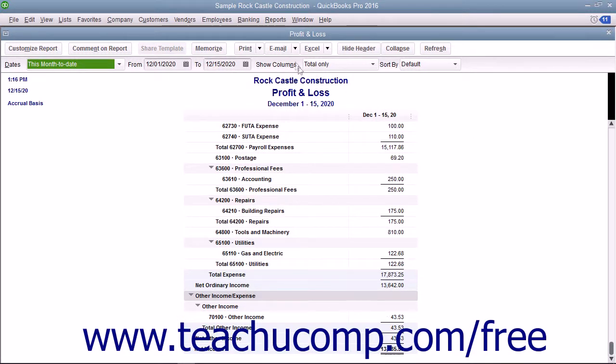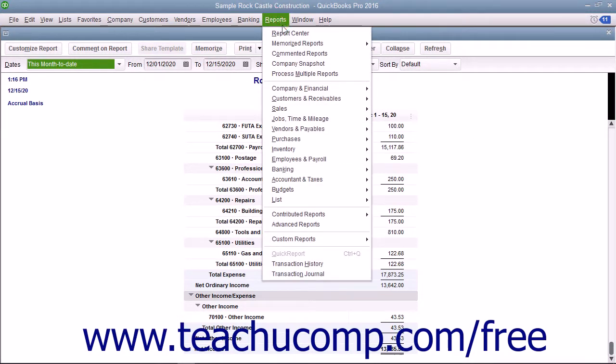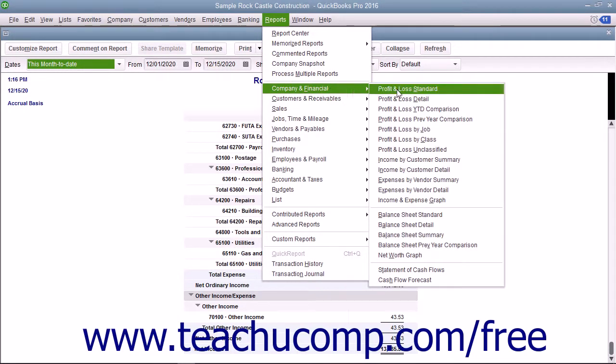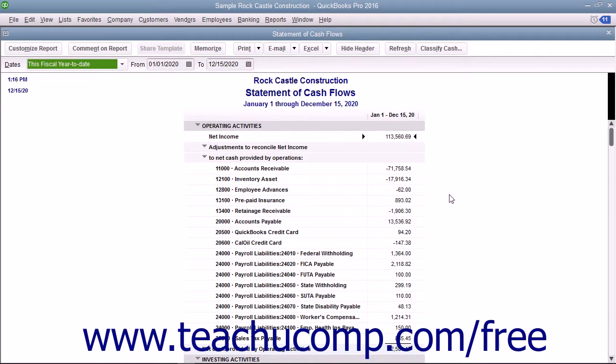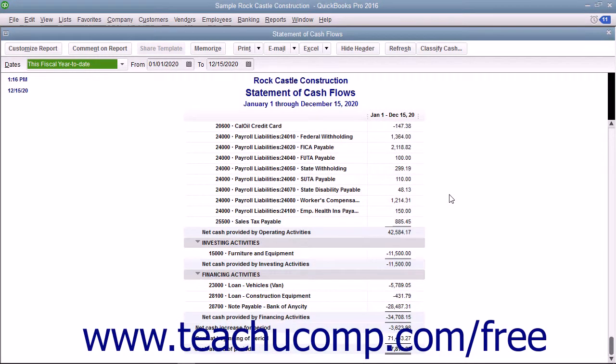You can view the statement of cash flows by selecting Reports, rolling down to Company and Financial, and then choosing the Statement of Cash Flows command from the menu bar. This shows the change in the company's cash position for a selected time period. It shows the amount of cash earned from profit, from where additional cash was received, and where the cash was spent.